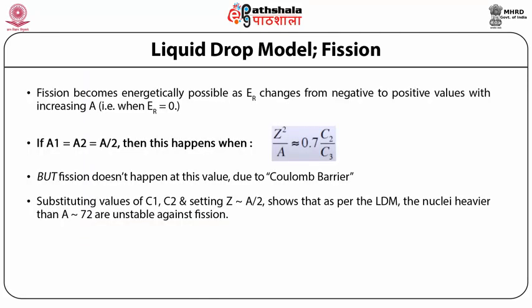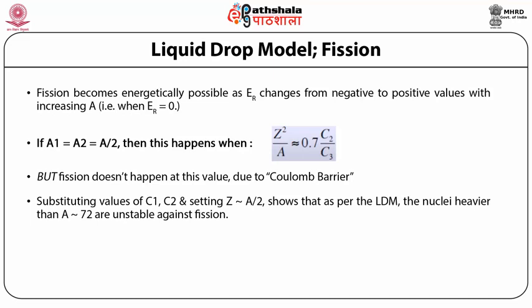Up to the point when the Q value is negative, no fission can happen. But as the total energy, which is the Q value of the nucleus, changes to a positive value, then fission becomes energetically possible. If A1 is equal to A2 is equal to A by 2, then this happens when Z square by A is around 0.7 C2 by C1.